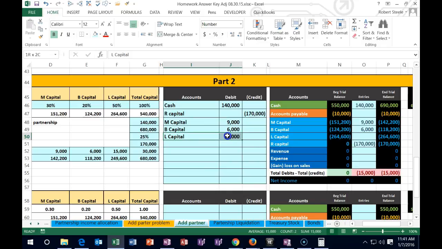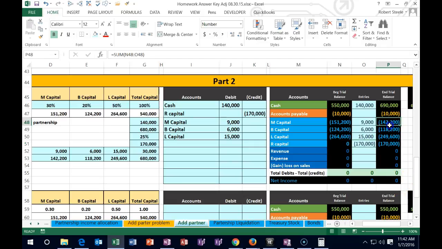Then we're going to post the L. Here's L. We're going to say this equals, and we're going to point to that 15. What's going to happen when we hit enter? It should go down to the 249.6. Let's see if that's what happens. Down to the 249.6, and we are back in balance.